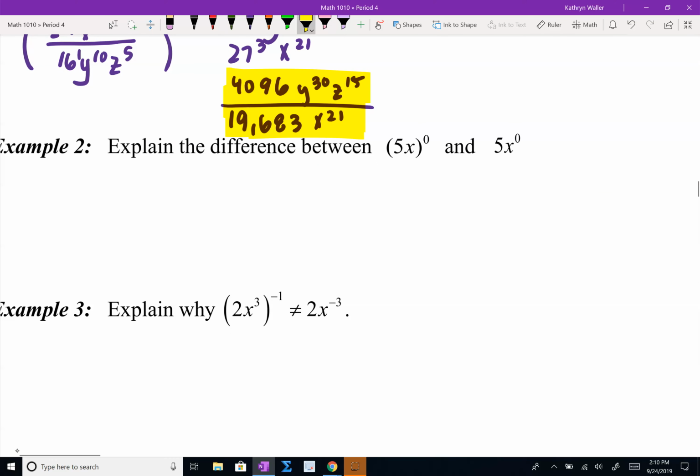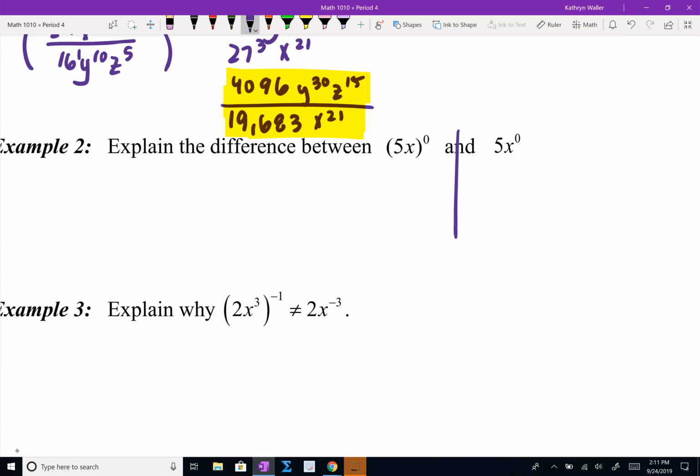Okay, question 2. Explain the difference. Weber State loves to have you do these kinds of problems. Look at this guy, look at this guy. What's the difference? Well, my advice is evaluate them, like here's this guy, and then write a sentence. That's the best thing you can do.